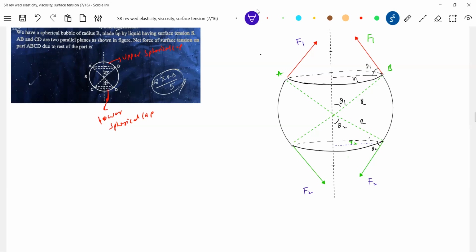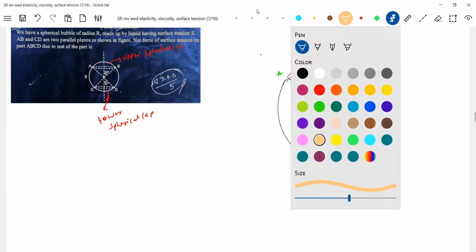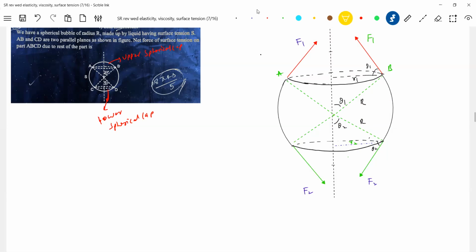Okay, net force on the remaining part. Okay, this is the remaining part. There's no other way you have to think.